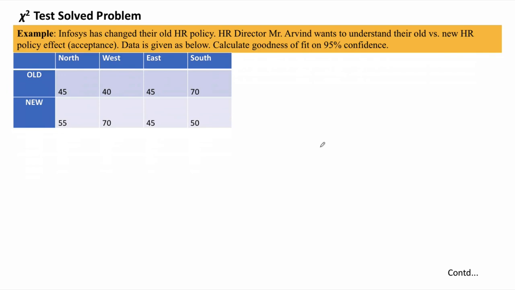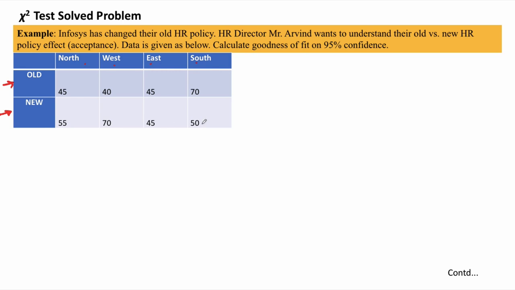Let me explain. It is given that old policy versus the new policy acceptance, against north, west, east, south of the country. Let's say they have four different offices in north, west, east and south, and from each and every office the old policy was accepted by 45 people from north, 40 from west, 45 and 70, and the new policy observed values are 55, 70, 45 and 50.